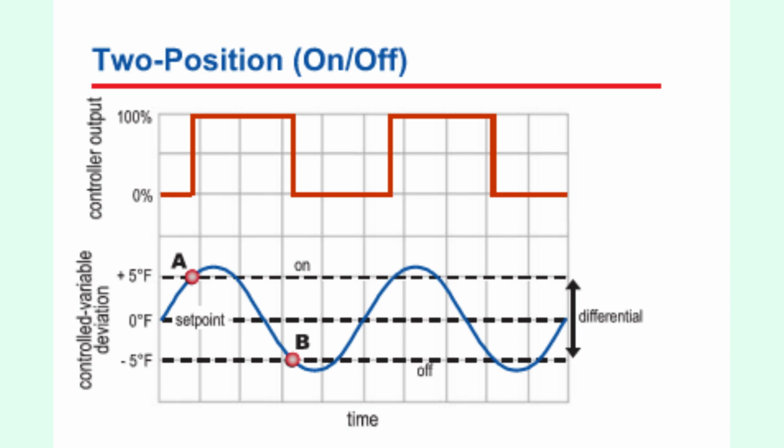Control actions are how a controller reacts to changes. Let's walk through the main control types used in HVAC systems. A. Two-position or on-off control. The controller switches fully on or off within a small temperature band, called the differential. Used in thermostats and frost protection, simple, reliable, and inexpensive. Easy to understand and troubleshoot. Downside, temperature swings, less precise control, and equipment wear.